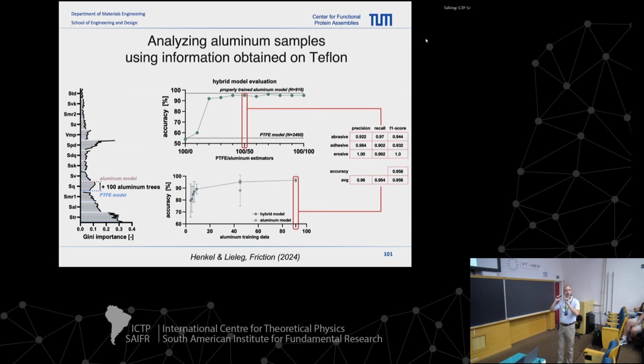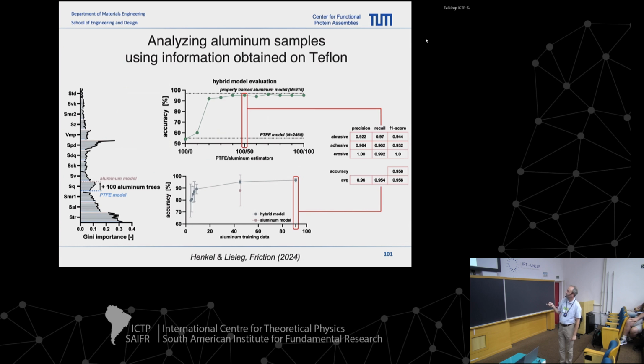But now you can still ask how many samples, how many images do I need to show to those trees during training? Because that's in the end what I, as an experimentalist, want to minimize. I don't want to collect hundreds of images on a material that I don't have a lot of, right? And this is what the second graph is showing you. Now, for this geometry, where we have 100 Teflon trained trees and 50 aluminum trained trees, Manuel reduced the number of images shown to the aluminum trees.